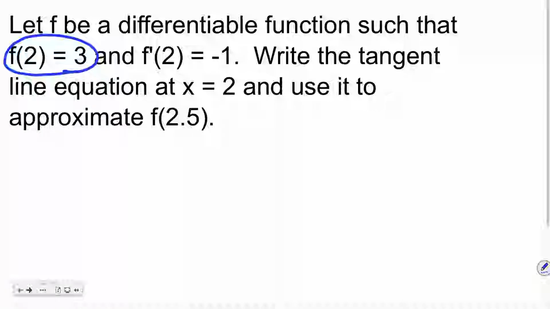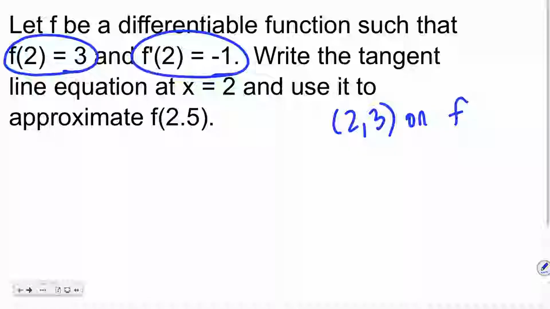F of 2 equals 3. It's a point. We know that we have the point (2, 3) on our function f. F prime of 2 equals 1, negative 1, excuse me. What does that give us? So we know our slope is negative 1. Colby, what is our tangent line equation?